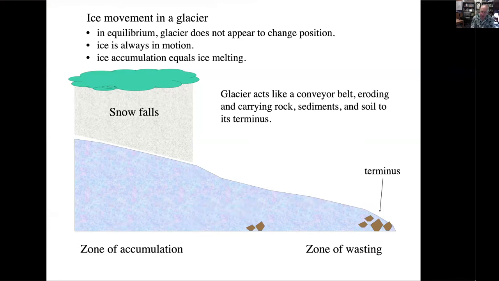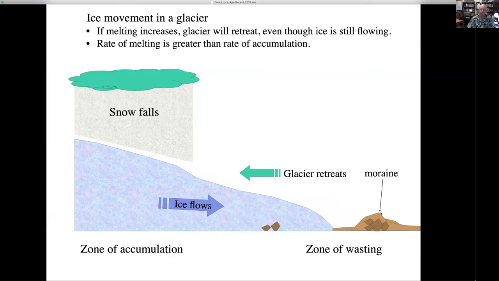The ice doesn't actually move in reverse. The ice is always flowing forward, but if the front of the glacier begins to waste away, the edge of the ice will move backward. And if it does retreat like that, it will leave behind a big pile of glacial sediments that we call a moraine.